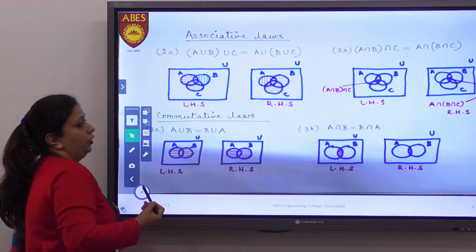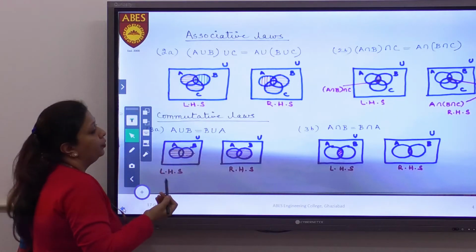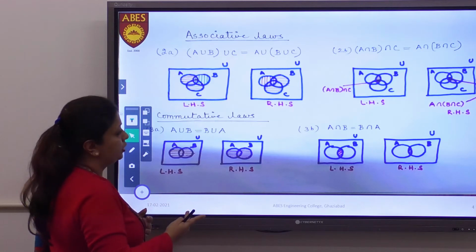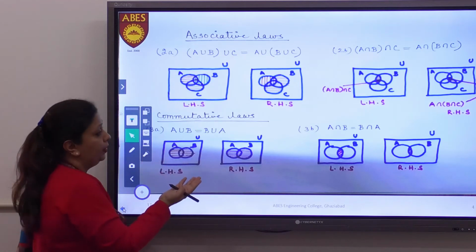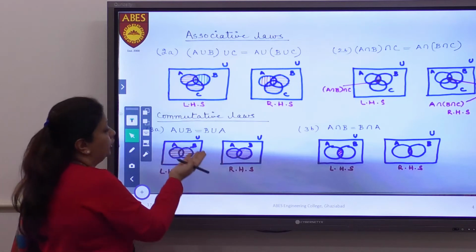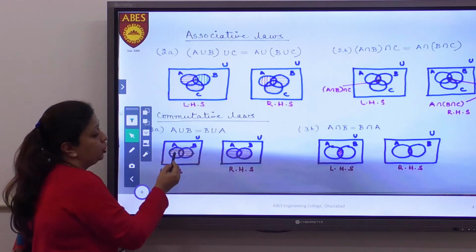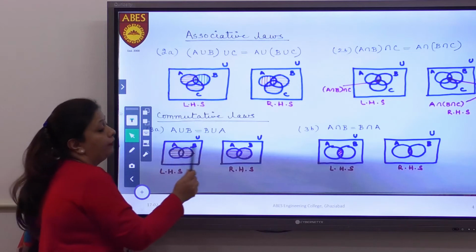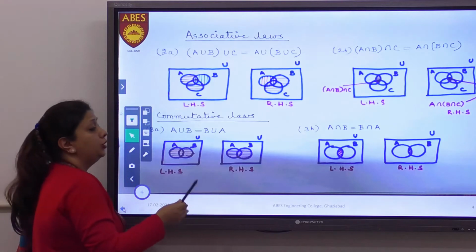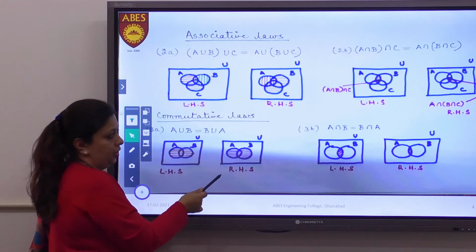Now coming to the third law. The third law is known as commutative law. So what does the commutative law say? Commutative law says that if A and B are two sets, and I apply A union B, the result will be the same as when I apply B union A. This has again been verified by the Venn diagram. The left hand side shows you A union B and the right hand side shows you B union A. So if we perform the union operation in any order, we will get the same result.